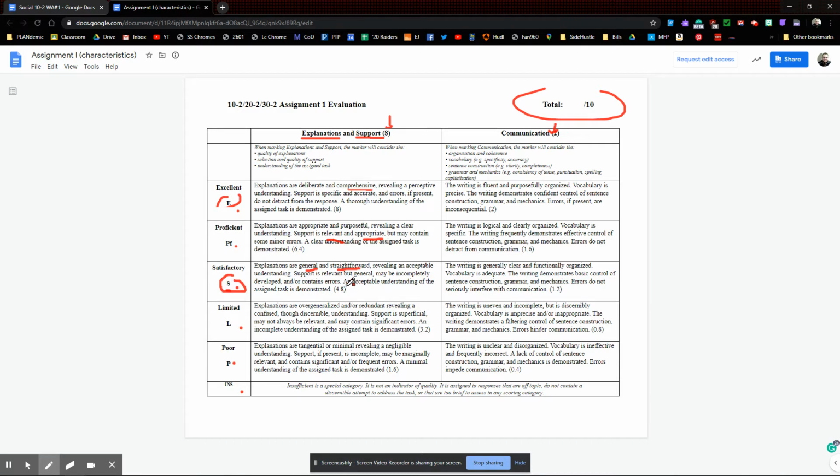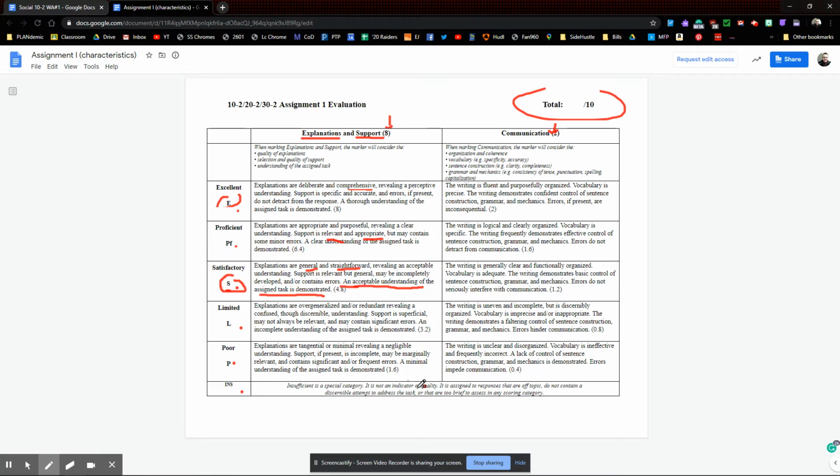The last part here is an acceptable understanding of the assigned task is demonstrated. So do you know how to answer these types of questions? Or this writing assignment, do you understand what the task is, and are you able to answer it? That's essentially what this is getting at.